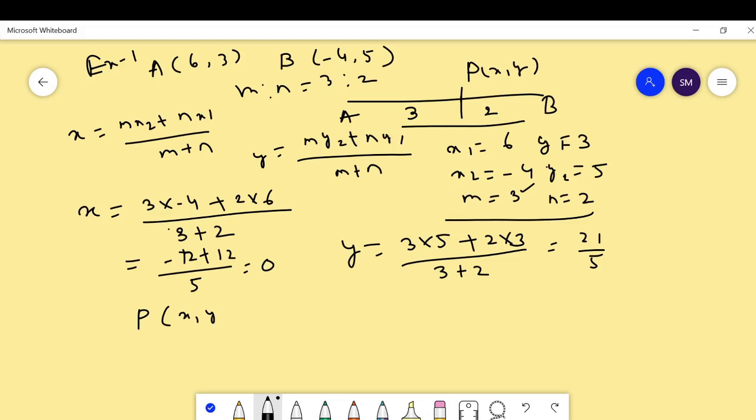So P is the point which divides the line segment joining A and B in the ratio 3 is to 2, with the coordinate (0, 21 upon 5). Okay.